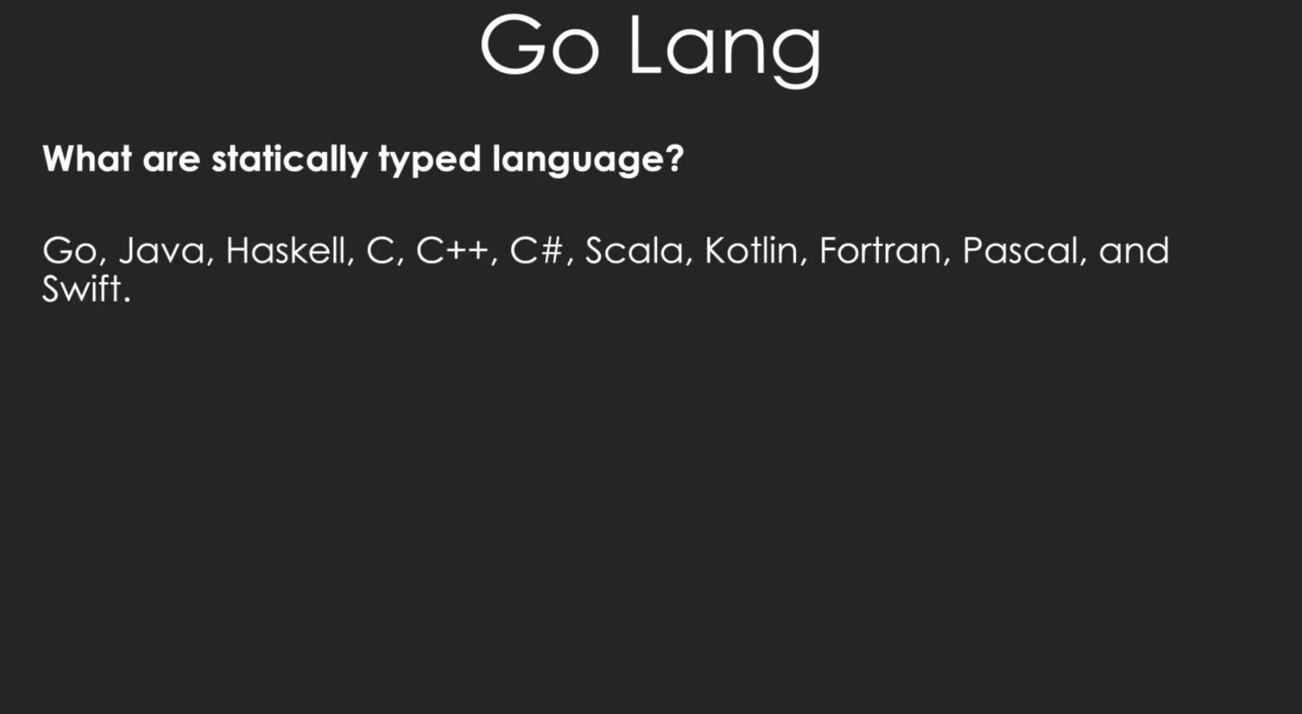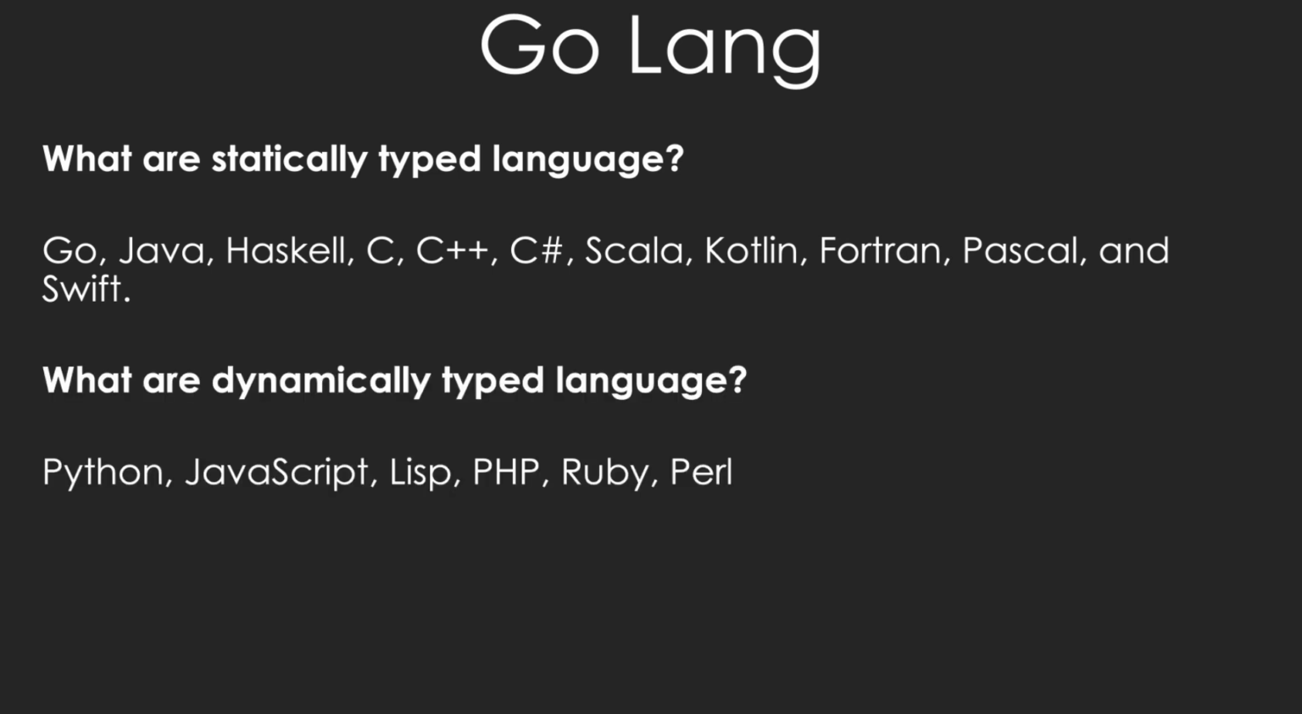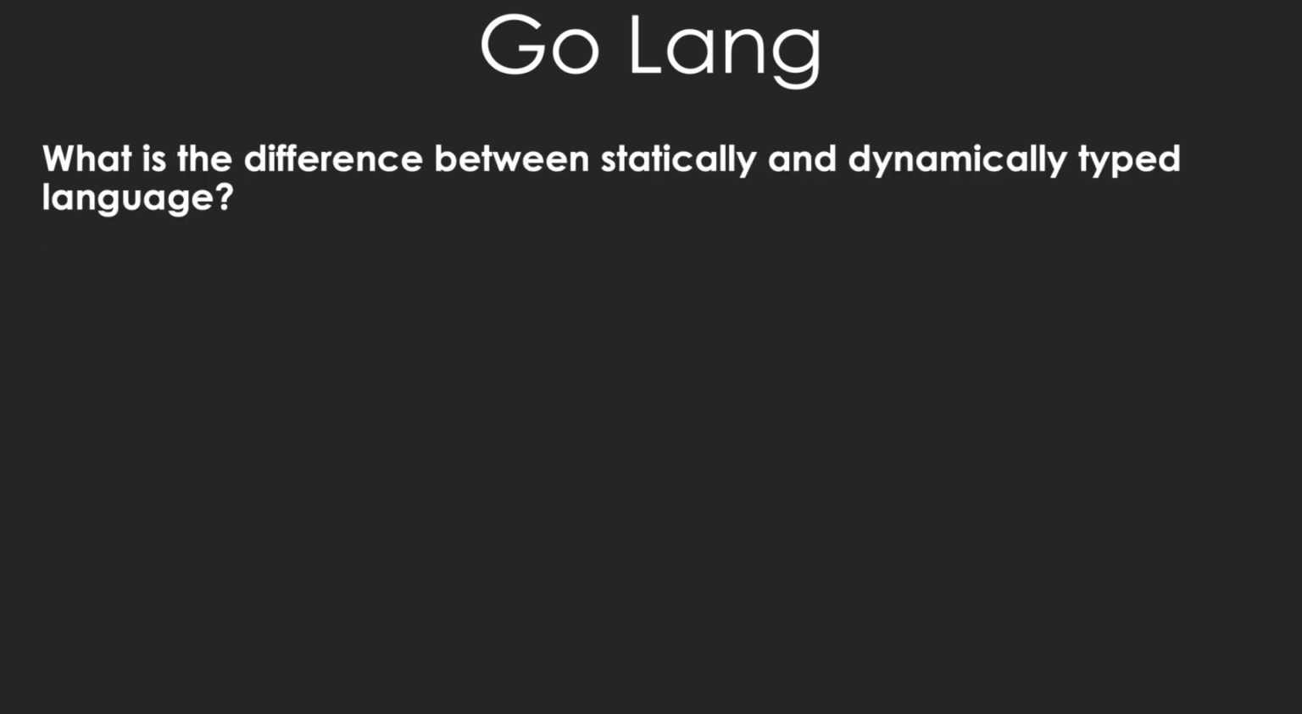Okay, so what are the statically typed languages? Go, Java, Haskell, C, C++, Kotlin, Pascal, Swift, and so on. Then what are dynamically typed languages? Python, JavaScript, Lisp, PHP, Ruby, and Perl. So what is the difference between statically and dynamically typed languages? Let's see.